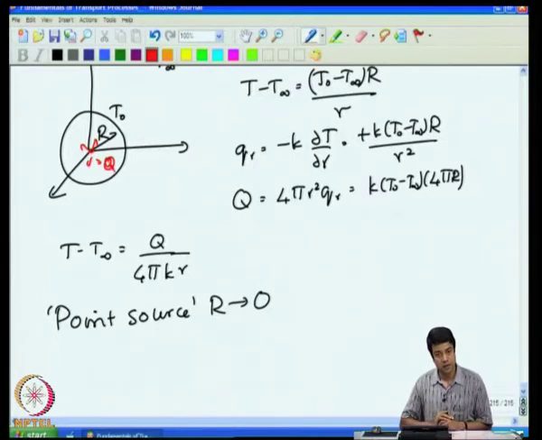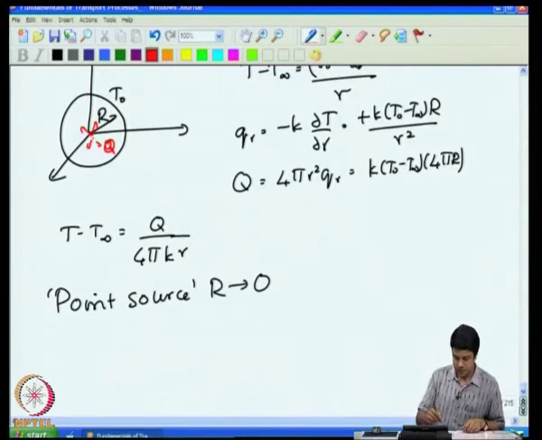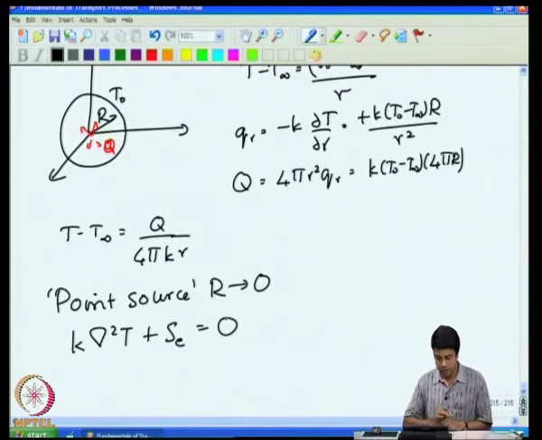So, I can consider this as a source within the differential equation. That is, this point source is a solution of the differential equation k del square T plus the source of energy is equal to 0, where this source of energy is non-zero. It has a value q only at the origin; it is 0 everywhere else. So, this source of energy is non-zero only at the origin.